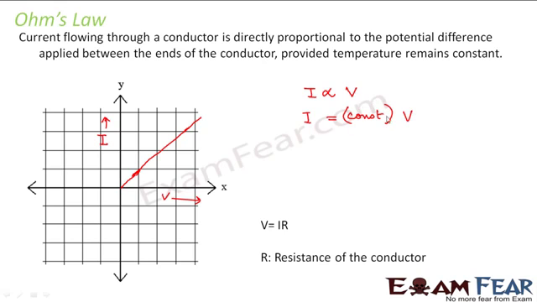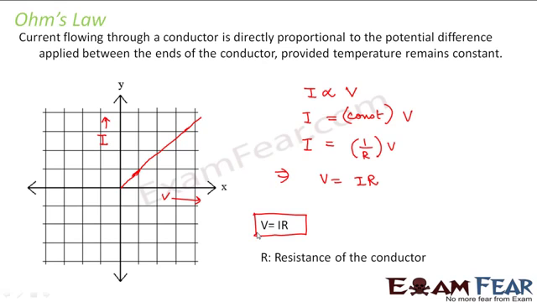bring in a constant. So the current was equal to 1 by R into V. This constant was introduced. So from this it was written as V is equal to IR. V is equal to IR became the mathematical expression of Ohm's law, where R is the resistance of the conductor. So resistance was a new property which was introduced from here.